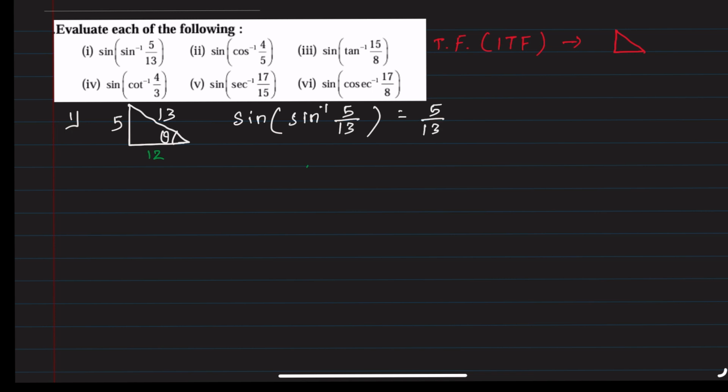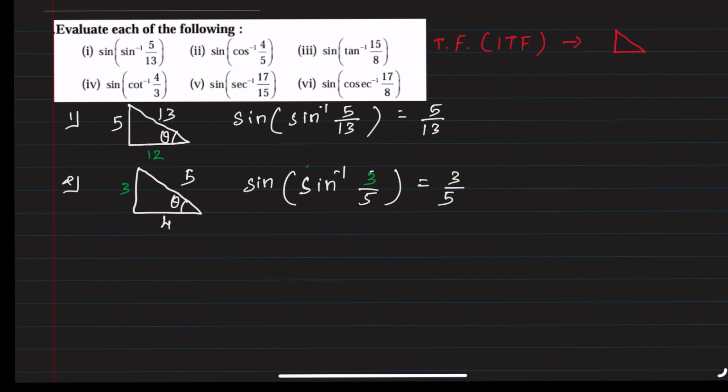Okay, but in the second, the right angle triangle will be useful. Angle theta, adjacent is 4, hypotenuse is 5, the triplet would be 3. So now we can write this as sine of, instead of cos inverse we'll write sine inverse. Opposite upon hypotenuse will form 3 upon 5. Sine inverse gets cancelled out, the answer should be 3 by 5.